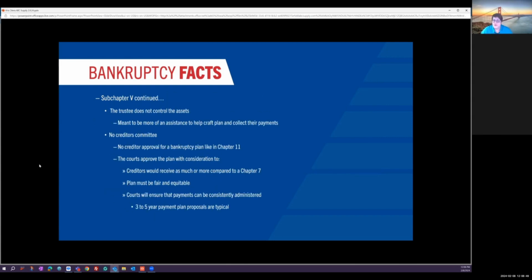As stated before, the trustee does not control the assets. Again, they're not an adversary in this position in Subchapter 5. They're meant to be helping the company craft a plan to collect their payments. So they're trying to get in as much liquidity as they can without completely liquefying and starting to go for clawbacks that you'll see in Chapter 7s.